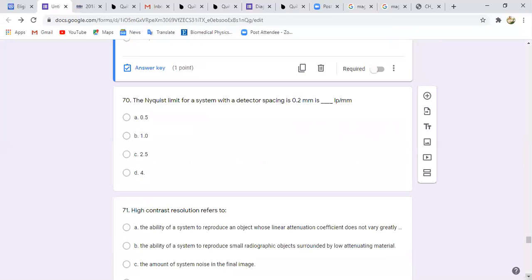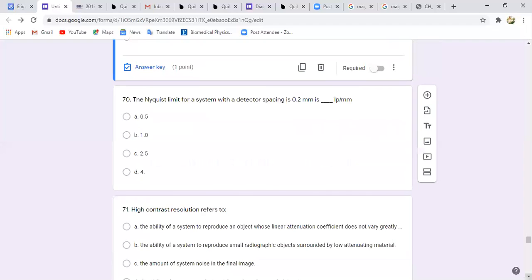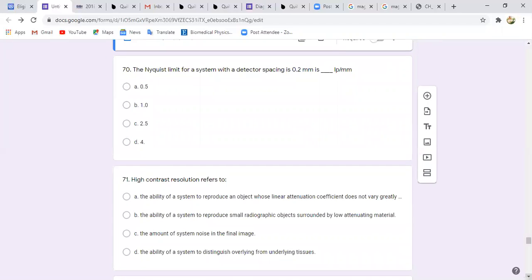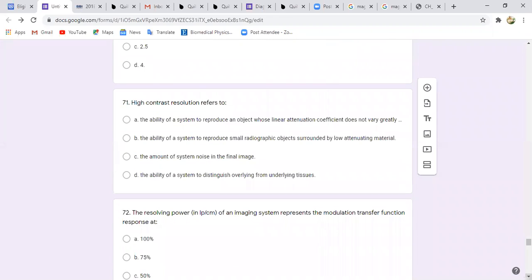High contrast resolution refers to the ability of a system to reproduce small radiographic objects surrounded by low attenuating material. Of course, that is what we especially seek to get in mammography.